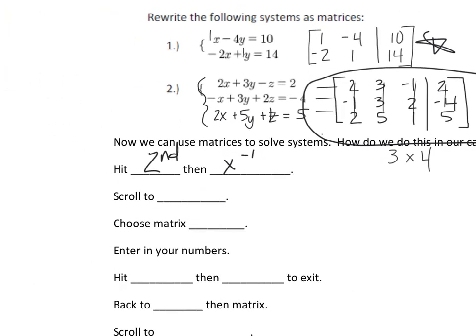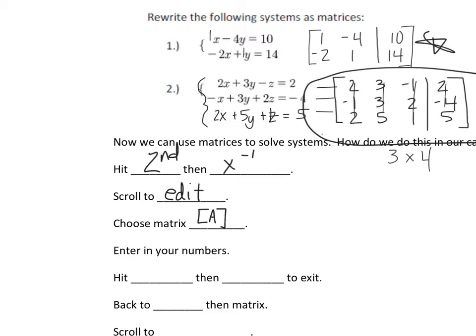Let's fill out our notes here. So we scrolled over to edit. We chose matrix A. We entered our numbers. Okay. Now, anything you do from this point will keep editing the matrix. So we actually want to quit out of this menu, so we finalize our edits.